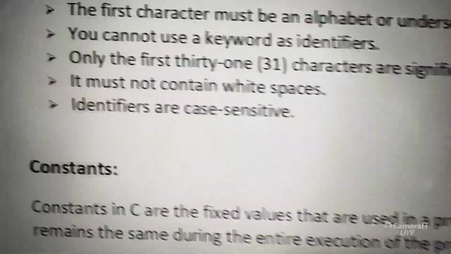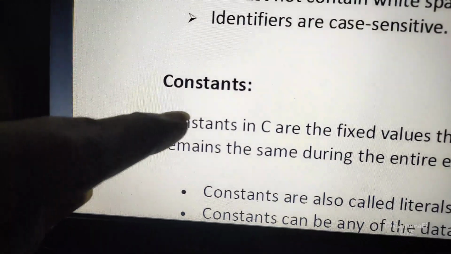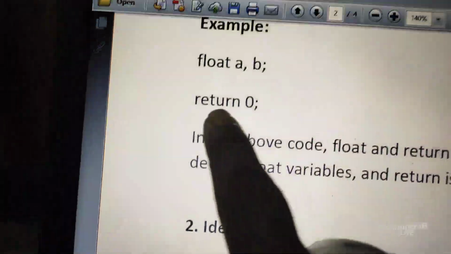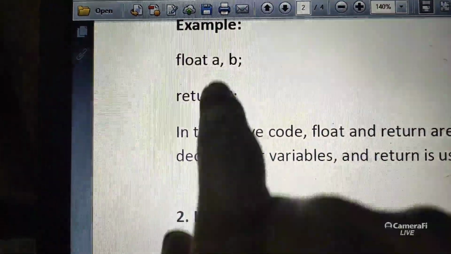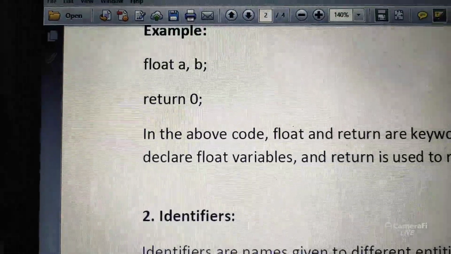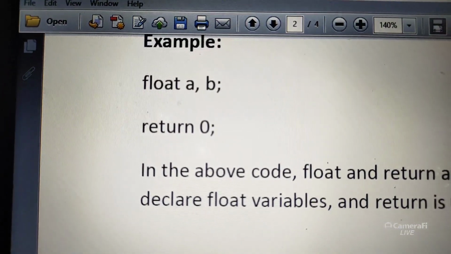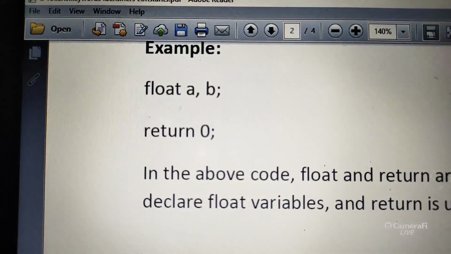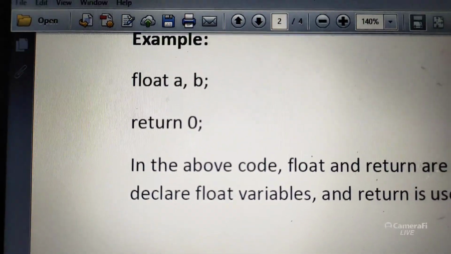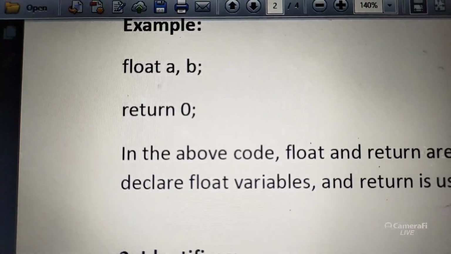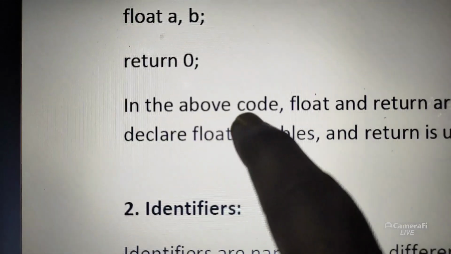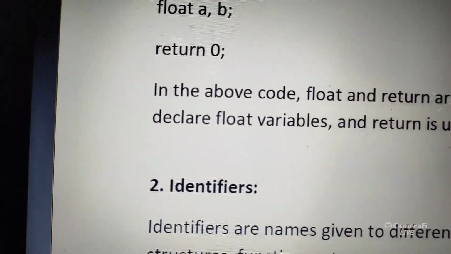It must not contain white spaces. Here, in return space 0, one space is called a white space. So you should write float a comma b. You should not write float a space float b. Words like this we cannot use in the program.